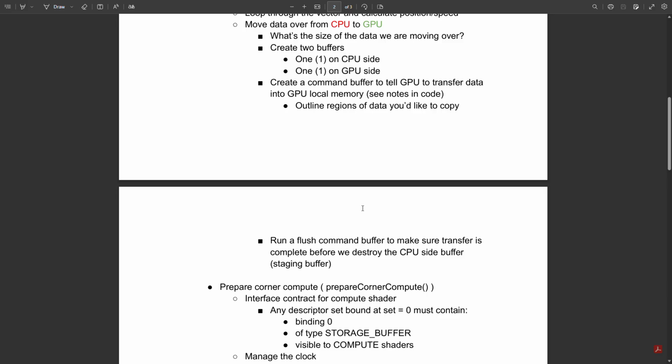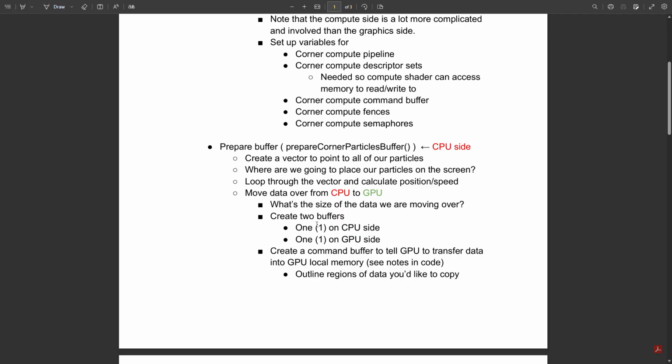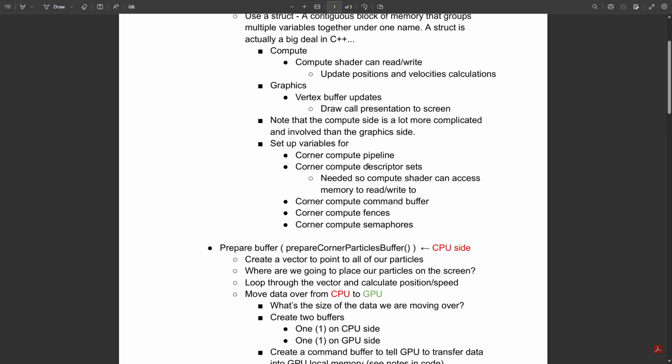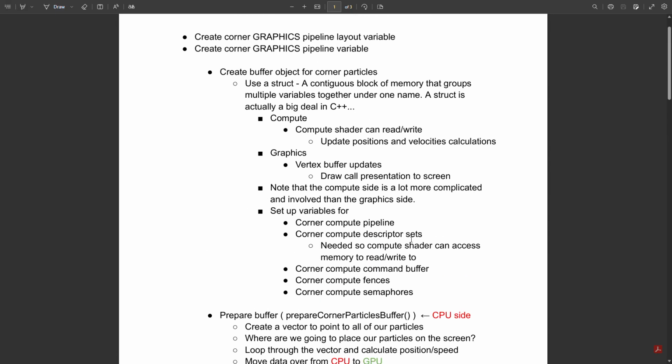So now we get to prepare corner compute. Okay, prepare corner compute. So interface contract for compute shader. Any descriptor set bound that says zero must contain binding zero of type storage buffer visible to compute shaders. This is related to what we had up here as our buffer, right? Corner, compute, descriptor set, all of that stuff.